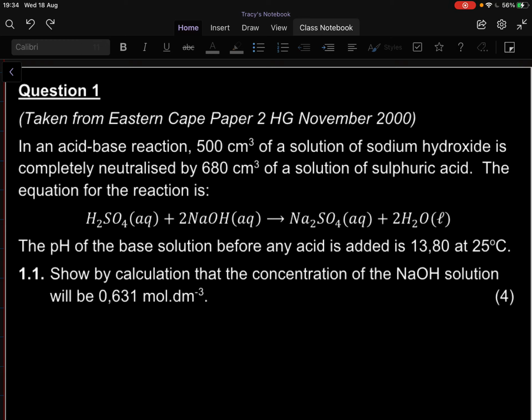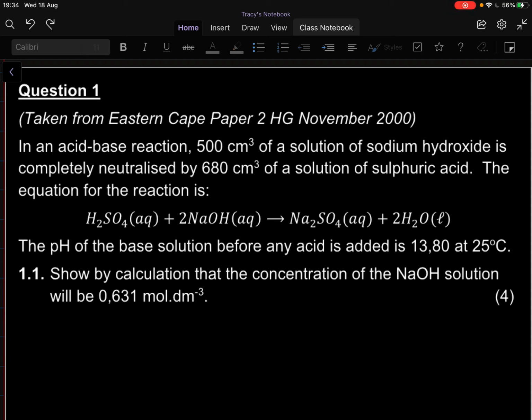This is question 1 from the Acids and Bases worksheet, and it's taken from the Eastern Cape paper, paper 2, higher grade, November 2000. So yes, it's a while ago, but the content is still the same for acids and bases. It hasn't really changed.